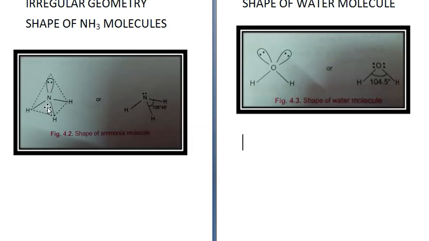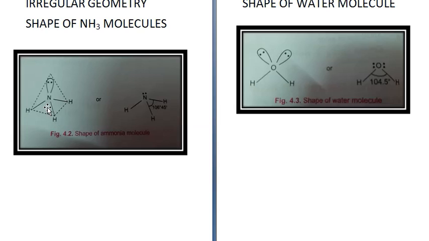The central atom may be bonded to similar atoms but have different bond lengths, like in case of PCl5. Or the central atom is bonded to other atoms by single as well as multiple bonds, like in SO3. Other examples are H2O, NH3, etc. So let us take a few examples. First, we will study the shape of the ammonia molecule.